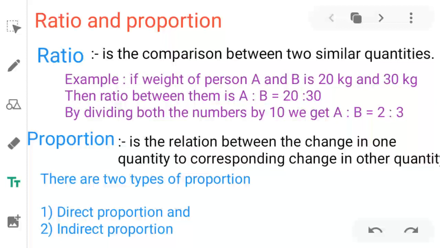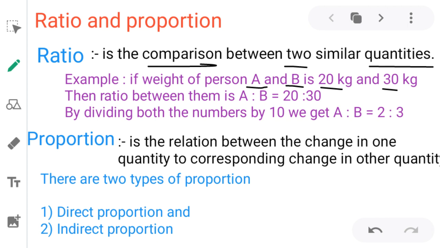What is ratio? Ratio is the comparison between two similar quantities. Let's take one example: the weight of person A and person B is 20 kg and 30 kg respectively. That means person A weighs 20 kg, person B weighs 30 kg.